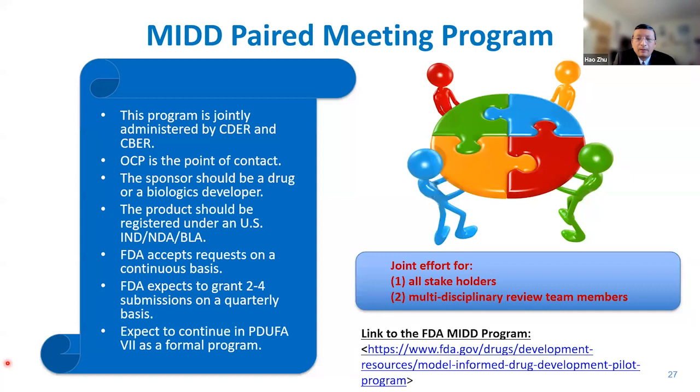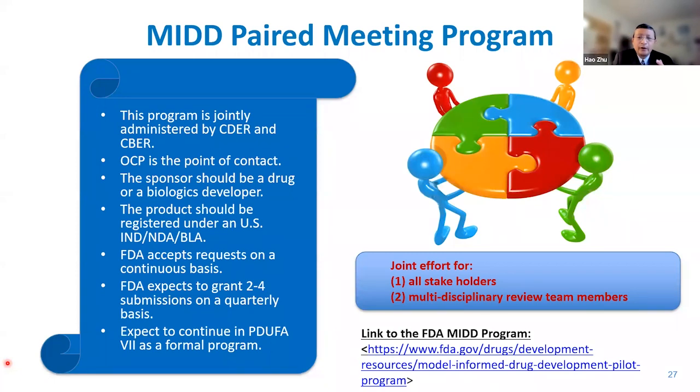MIDD paired meeting program is another important program. This program is jointly administered by CDER and CBER. The Office of Clinical Pharmacology is a point of contact. To qualify, the applicant must be a drug or biologics developer with a product that is registered under US IND, NDA, or BLA. The applicant may submit a meeting request over the year, and the FDA may grant a defined number of submissions on a quarterly basis.